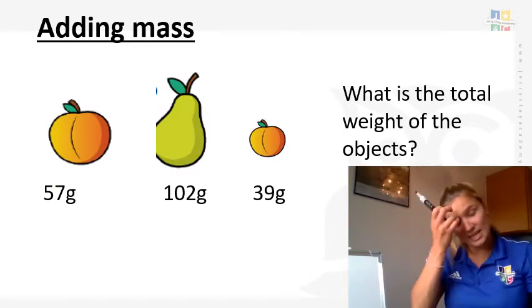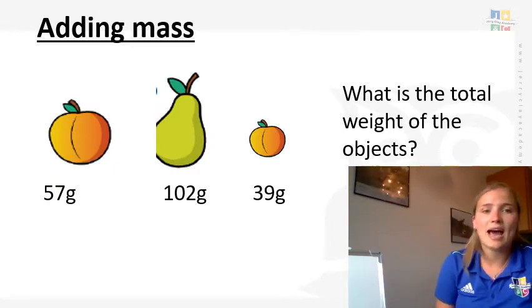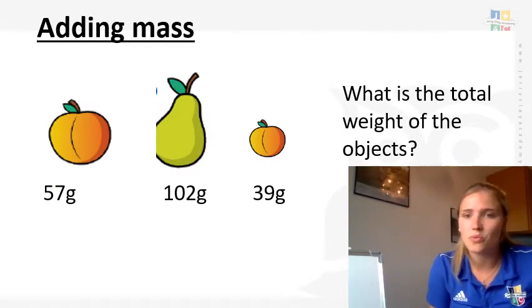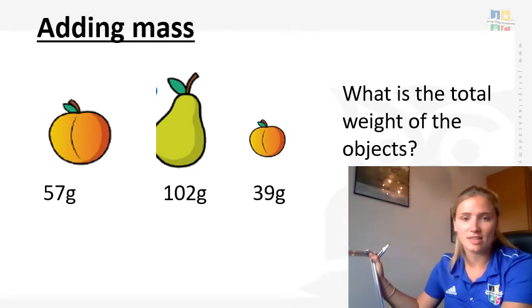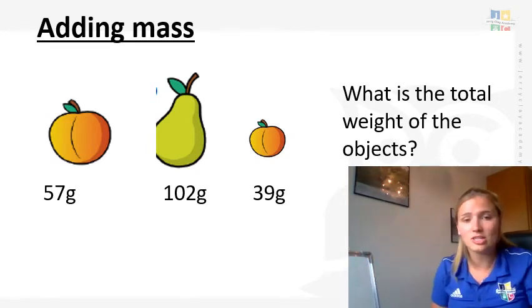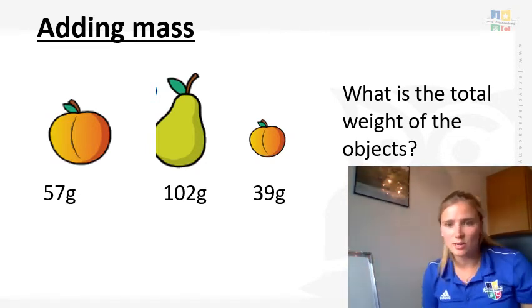Now, you might have a question that looks something like this. So, adding the mass, so adding the object. So, what is the total? Remember, if you're looking for the total, you're looking for the bigger number. So, I'm going to find the total of these three numbers. Now, in order to do that, I'm going to add the three numbers together.